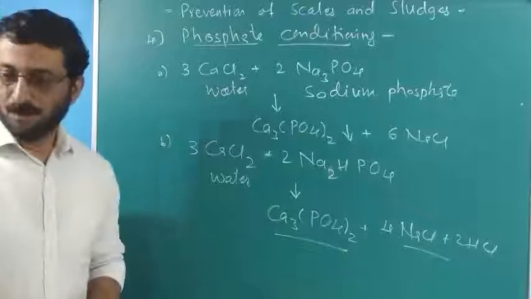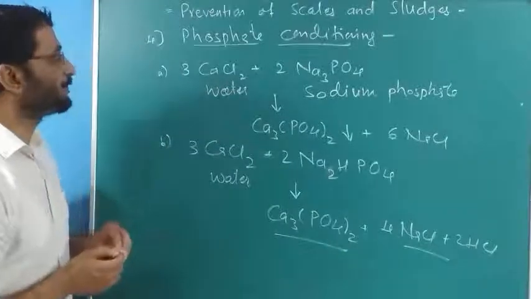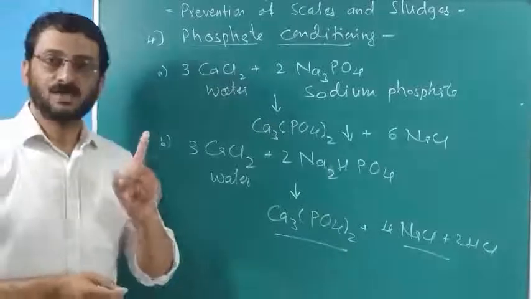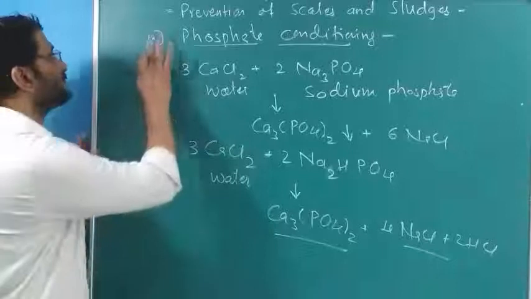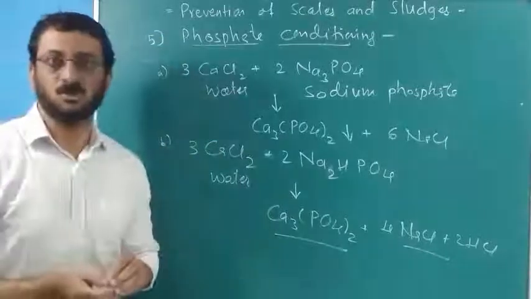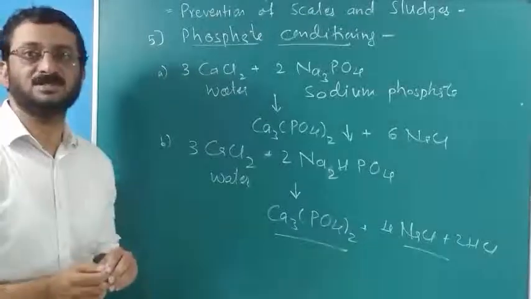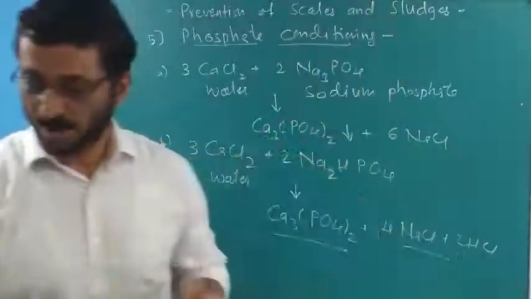I hope this much is clear. So these will be the 4-5 points: colloidal conditioning, carbonate conditioning, Calgon conditioning, EDTA conditioning, and phosphate conditioning. This is point number 5. So this will be the 4 mark short note, in which 4-5 reactions should be part of the answer. Okay, I hope you have understood this.